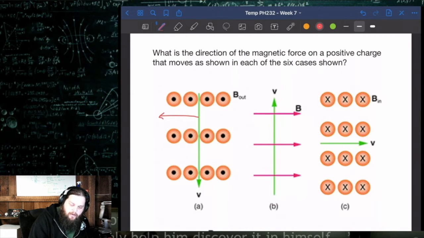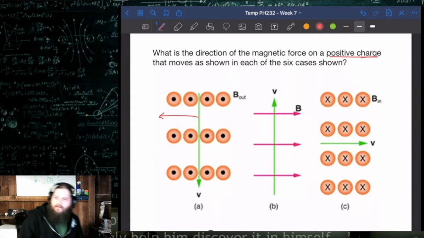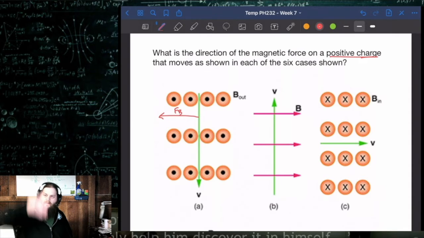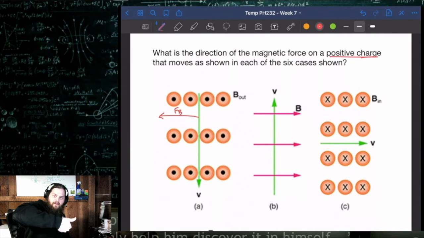It's also important to notice it's a positive charge, because if there's a negative charge, the force would be going in the opposite direction. But this is going to be our magnetic force. Again, my hand's in the direction of the velocity, and then I curl out of the page, coming out of the screen, and my thumb points in the direction of that force.